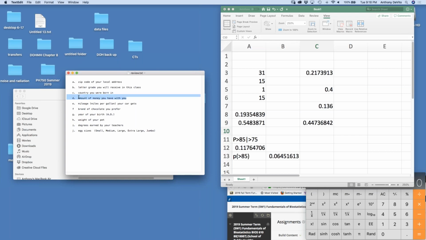Amount of money that you have with you in your pocket right now. Well, that could be anything from $1.15 to $4,323.15 if you just cashed the check, right? But that's on a scale, right?